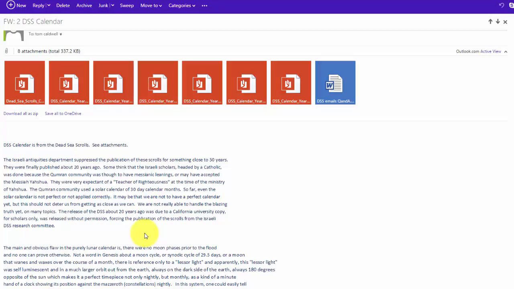The release of the DSS, or the Dead Sea Scrolls, about 20 years ago was due to a California University copy for scholars only, which was released without permission, forcing the publication of the scrolls from the Israeli DSS Research Committee.